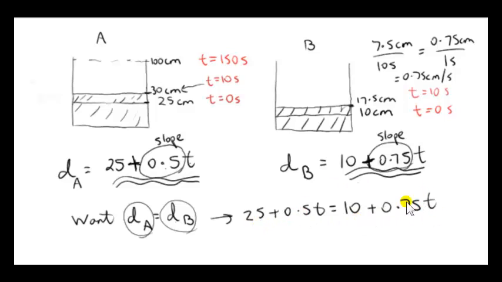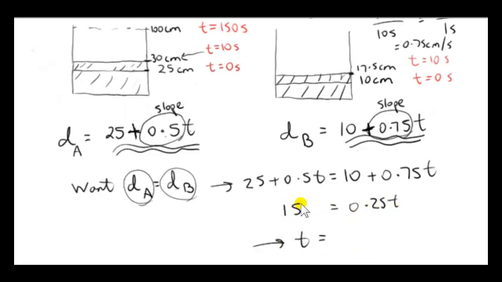If I bring the 0.5t over, 0.75 minus 0.5 is 0.25t, and subtract 10 from both sides. 25 minus 10 is 15. So 0.25t is 15. To get 1t, we just multiply both sides by 4. 4 times 0.25 is 1. 4 times 15 is 60 seconds, as we saw in the graph.